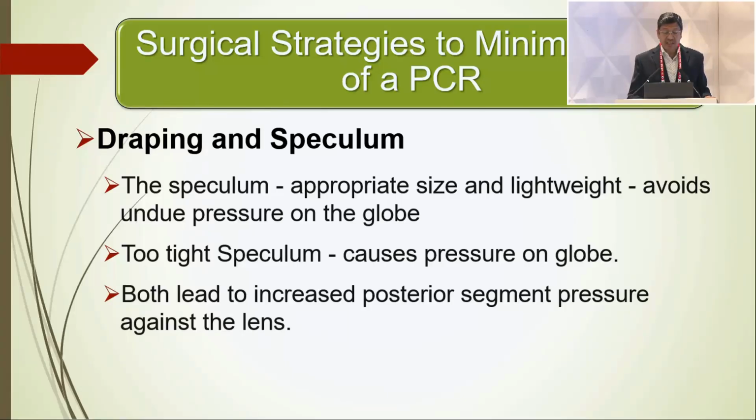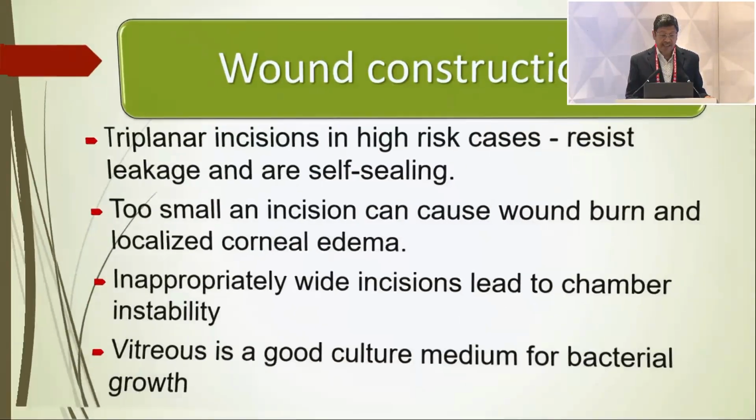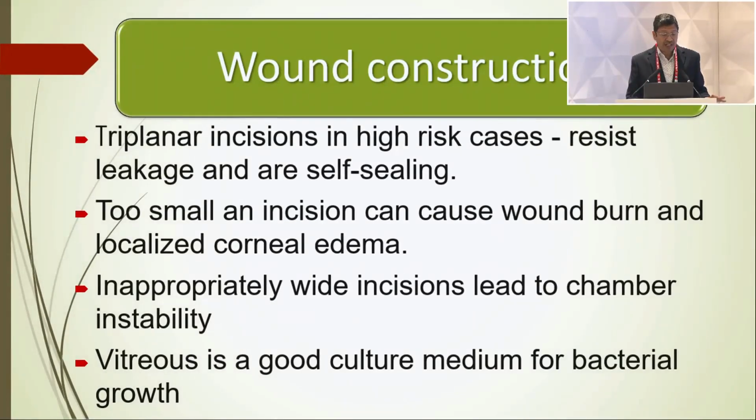into consideration. Too tight a speculum can increase the upthrust of vitreous, leading to PC rent. Wound construction has to be done properly because vitreous is a good culture medium, so it has to be a good sealing wound. Too small a wound causes wound burn, and too big a wound causes chamber instability due to wound leak.